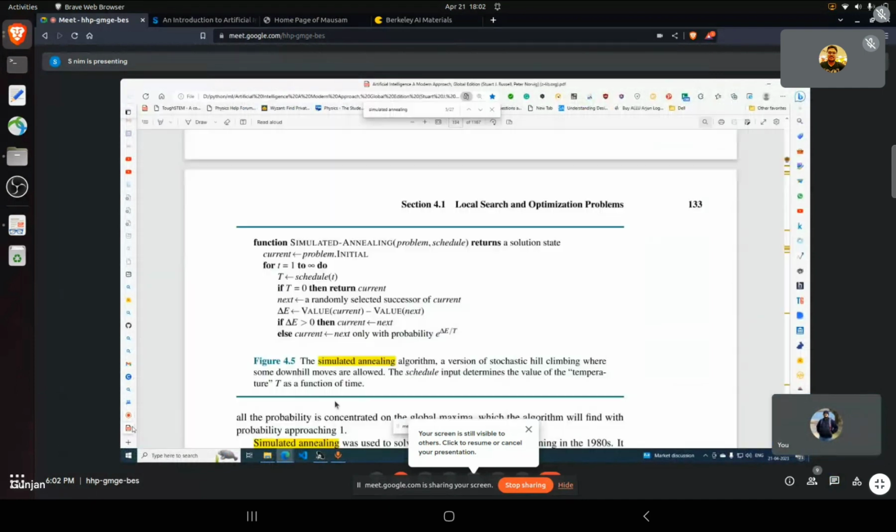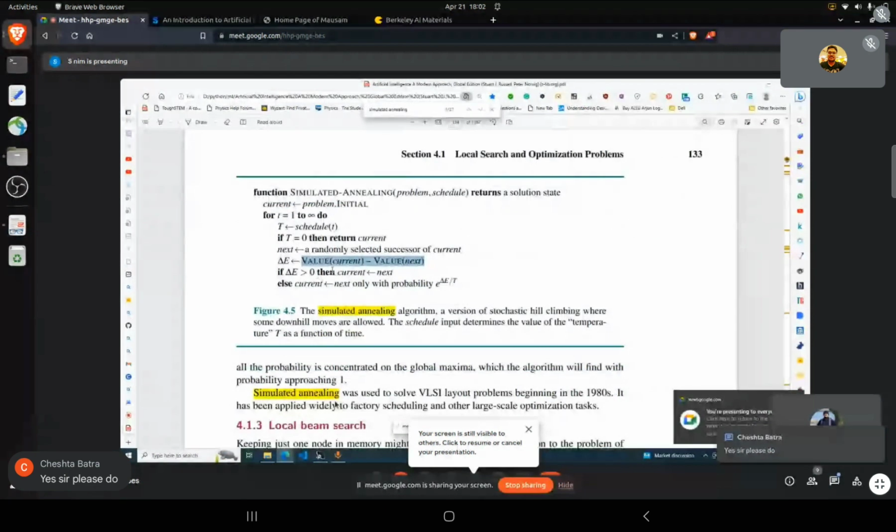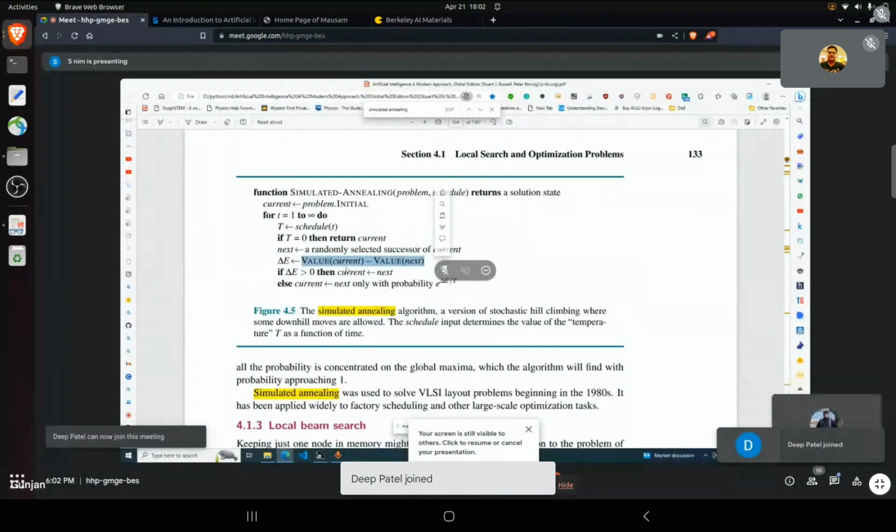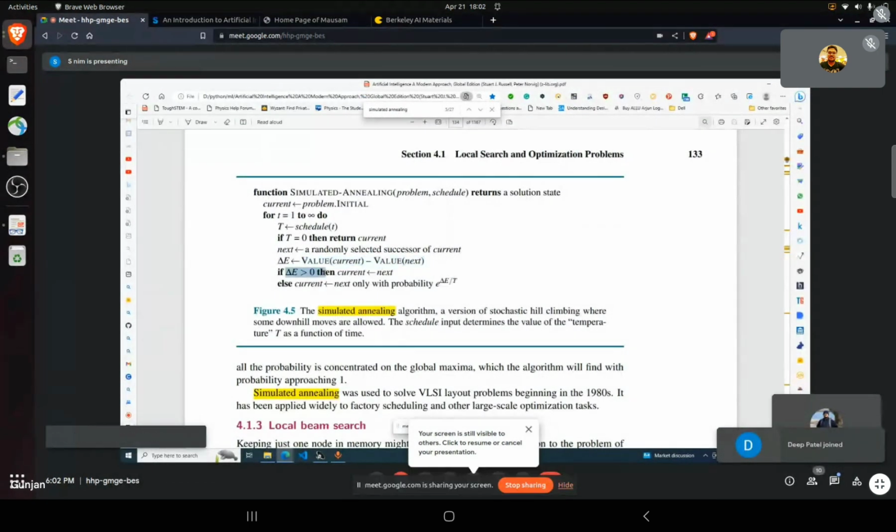Can you see my screen? Yeah, I can see your screen. As you can see, even though in your book it is said value next minus value current, in the latest edition, global edition 4, it is value current minus next, and delta is still compared as greater than zero, which means the next successor is worse.